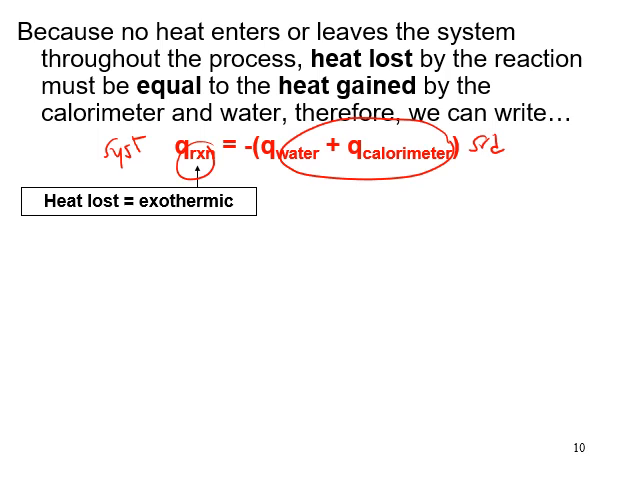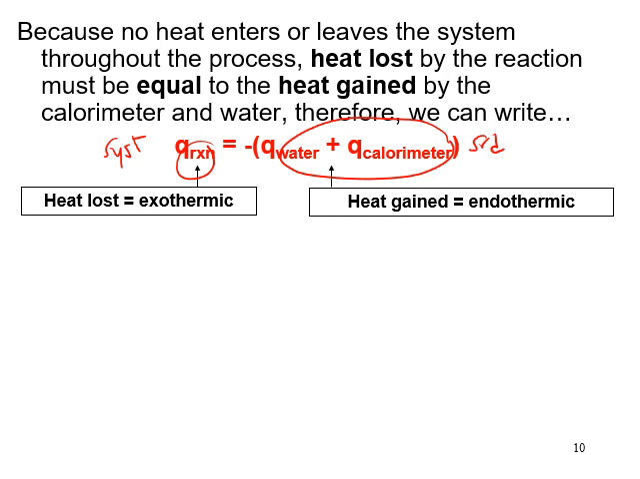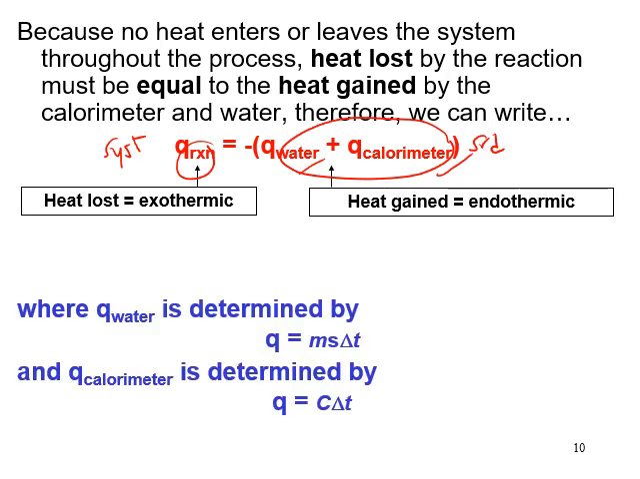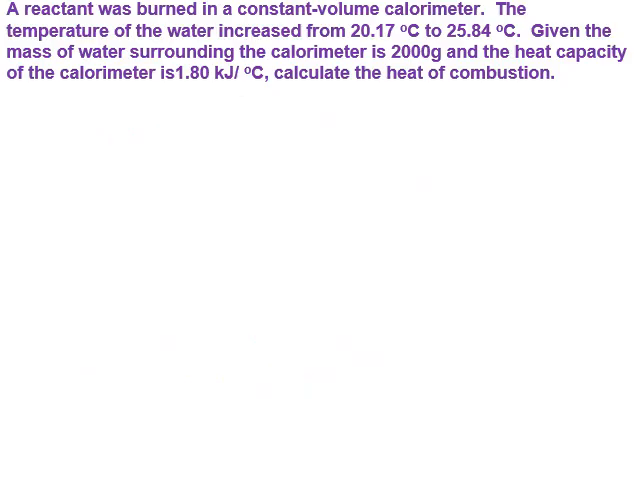If we are looking at bomb calorimeters, the Q reaction is combustion, so heat is lost, therefore exothermic. The other part is absorbed by the surrounding; in other words, the heat will be absorbed by the water and the calorimeter. So the right side will be endothermic. And to emphasize again, make sure you know that for Q water we are using this formula, and for Q cal we are using this formula. All right, so look at some examples here.